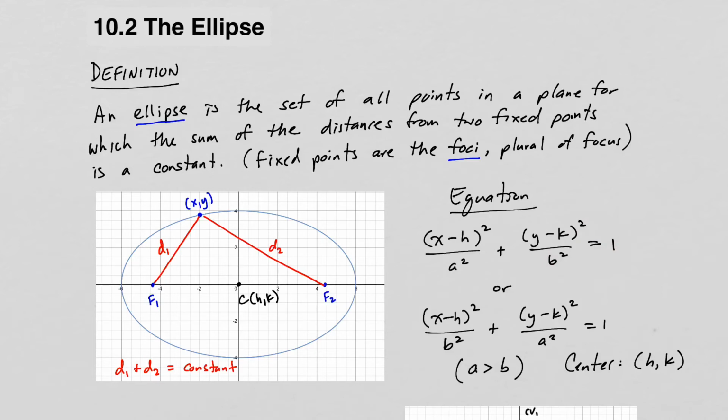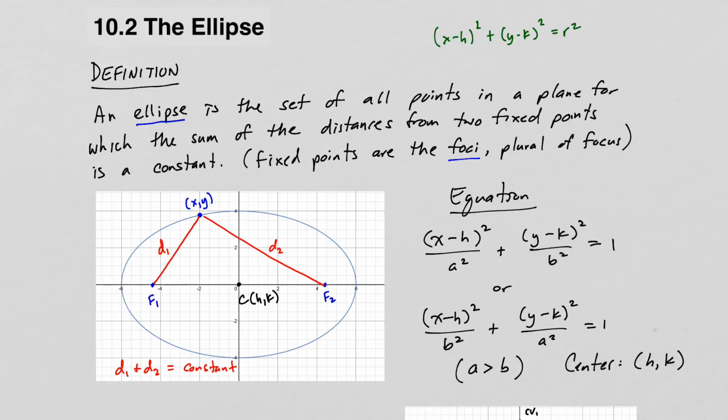So remember, a circle had this equation. Right? A circle has this equation. And that r is the radius of the circle. Well, this is kind of like a circle, except that it has a radius that is longer on the horizontal axis and shorter on the vertical axis. And that's what these two numbers a and b tell you.